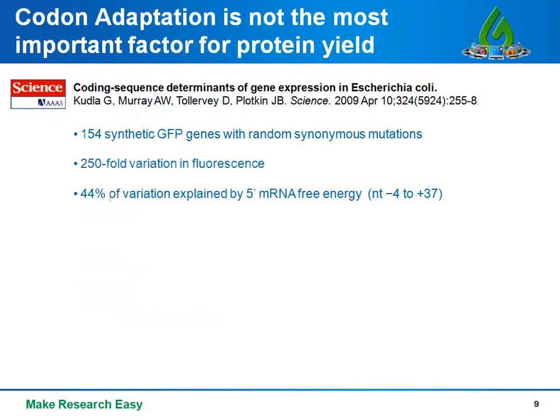So this demonstrates that rare codons aren't nearly as big a problem as hairpins in the 5' region of your gene around the ribosome binding site. So it may mean that the hairpins are preventing the mRNA from being loaded onto the ribosome to initiate translation.